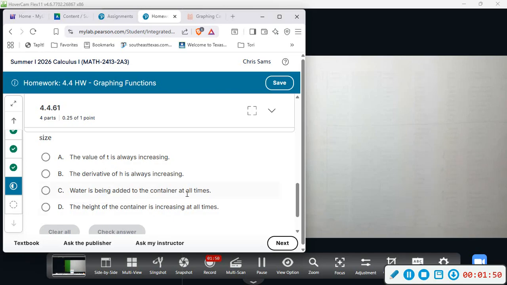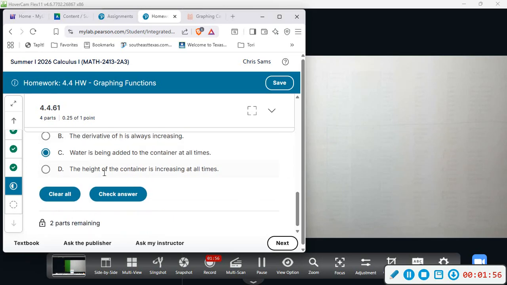C is water is being added into the container at all times. That's going to be the best one because the height is increasing, and this one says the height of the container is increasing. And the height of the container isn't the water. The height of the water is increasing.